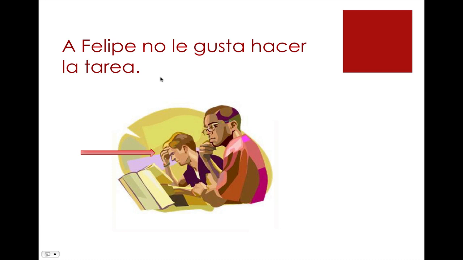Our last example here says, a Felipe no le gusta hacer la tarea. And it means Felipe does not like to do homework. Again, we have the redundant part, a Felipe. We have our indirect object pronoun le, the verb gusta, and an infinitive, hacer. As you can see, the word no, or the negative word, goes between the redundant indirect object pronoun and the indirect object pronoun.